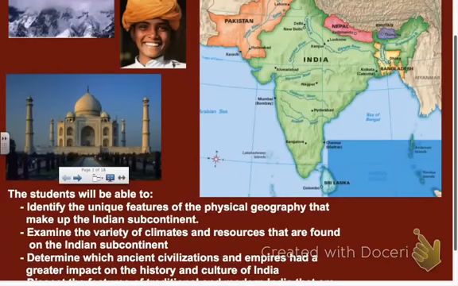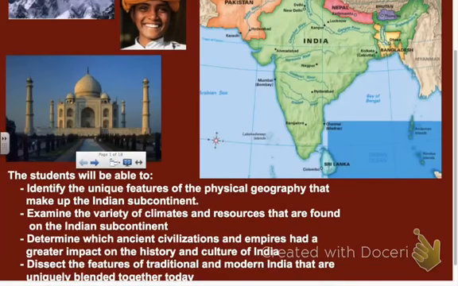Our next unit focuses on the Indian subcontinent, and that's chapter 21 in our textbook. What we talked about on the first day of class really was about our objectives for this unit, and you can see them here. They're listed on this page.